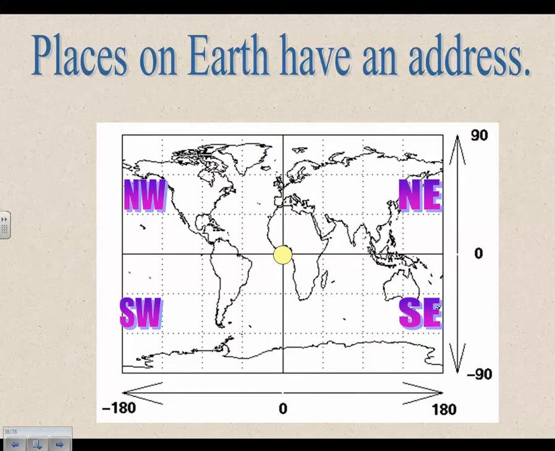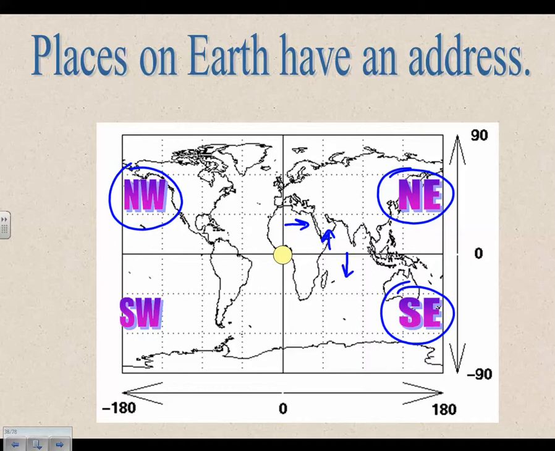Places on Earth have an address. You can think of it that way. You have an address where you live, and you can find any address on Earth with latitude and longitude. There's 4 quadrants that you can think about the Earth as being located in. The northwest quadrant, which is above and to the left of the prime meridian and the equator. The northeast quadrant, which is above the equator and to the east of the prime meridian. The southeast part of the world, which is of course below the equator and to the east of the prime meridian, and the southwest part of the world, which is below the equator and to the west of the prime meridian. So that's like a general type of an address.